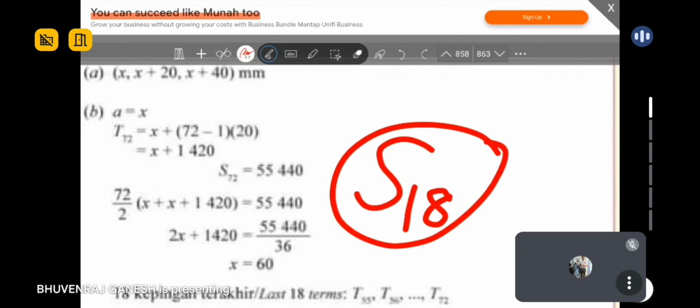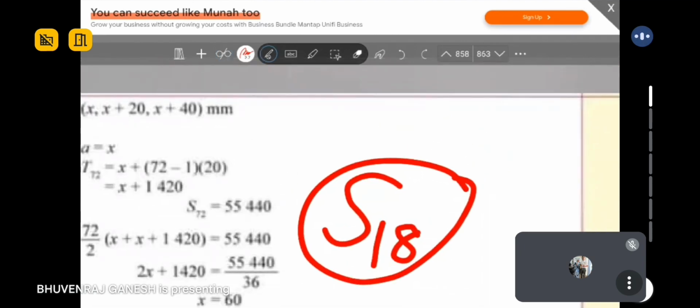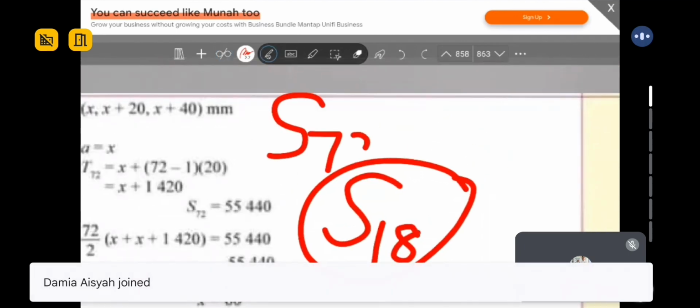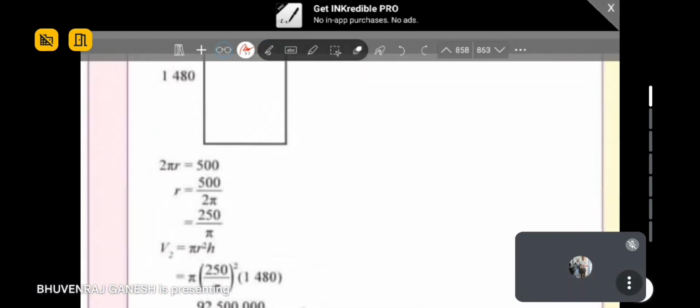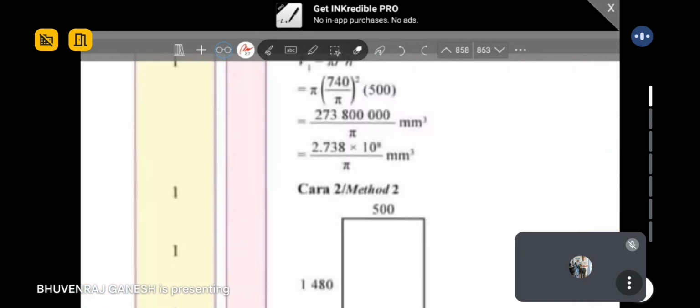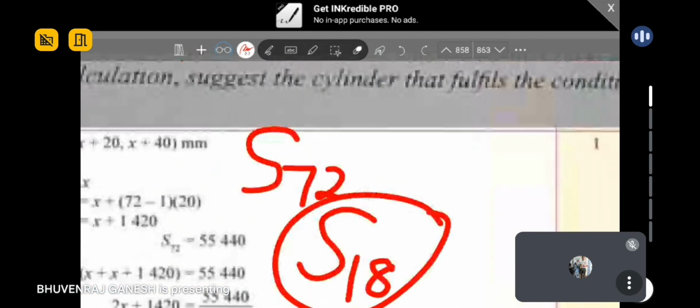Okay, but the question asks you the last 18 terms, not the first 18 terms. Dia suruh tanya yang 18 terakhir, bukan 18 pertama. So you must use a different concept. So what is the concept, guys? You can think. You can take S72 minus every single thing that is in front of the last 18 terms. Can you all get it? So you just take S72 minus S.